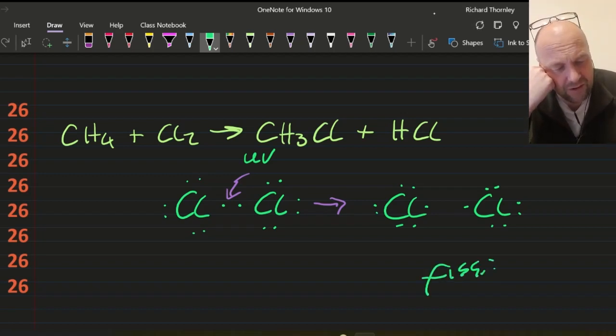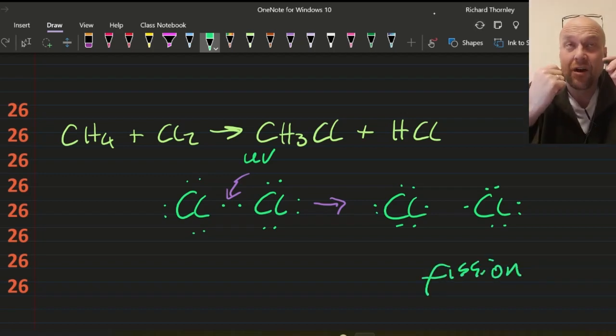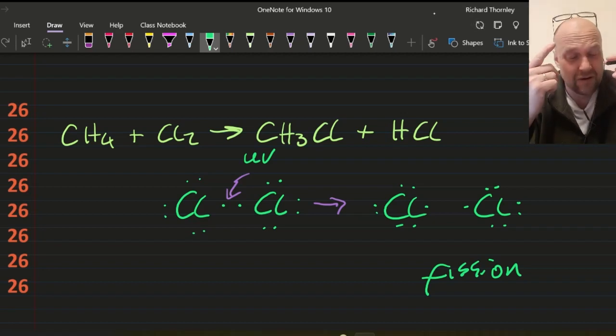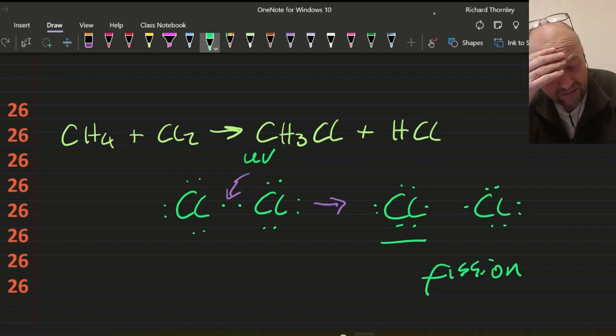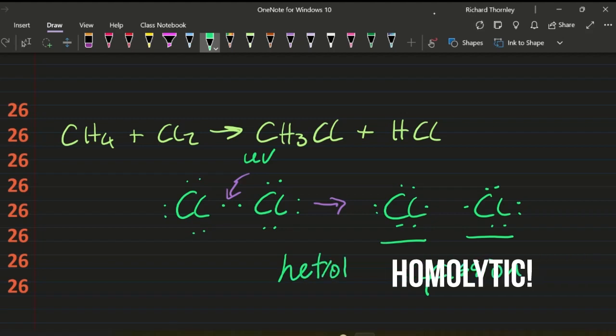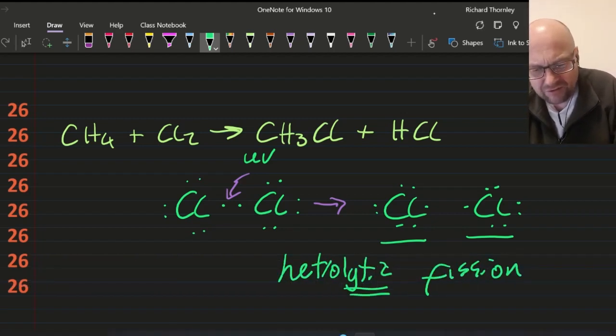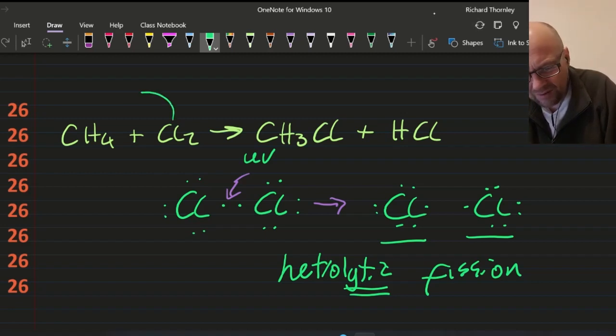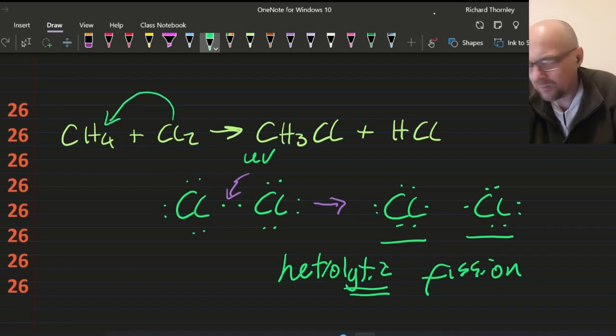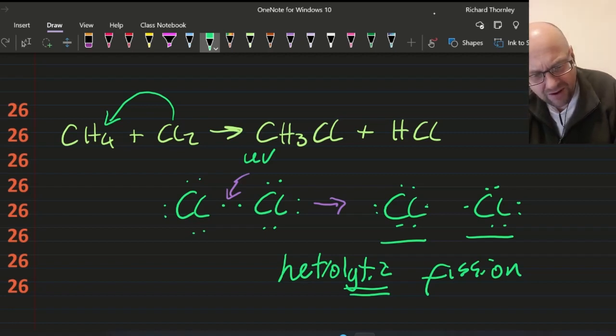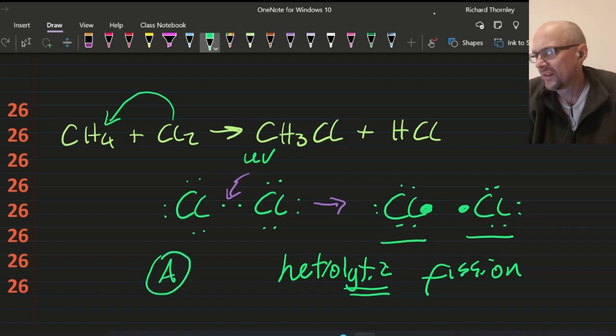Fission. And am I making the same stuff, homo, or different stuff, hetero? I'm making the same thing, this and this. Okay, but I did swap out a chlorine for a hydrogen, so that's substitution, isn't it? So free radical substitution. Yeah, these are free radicals here. So that's going to be 26A.